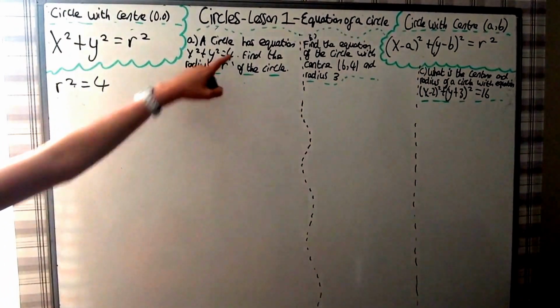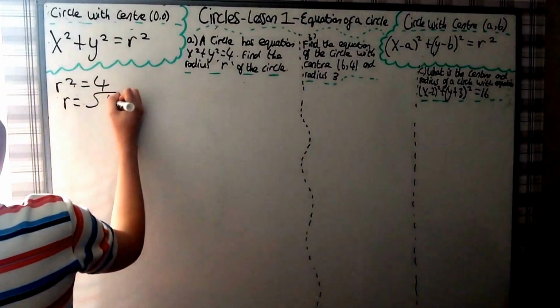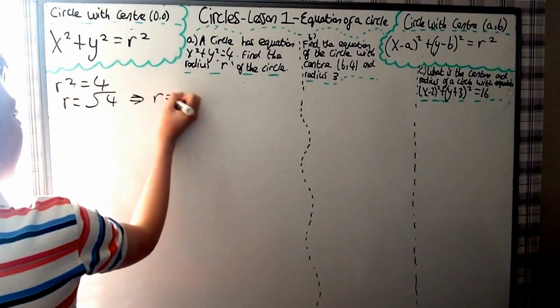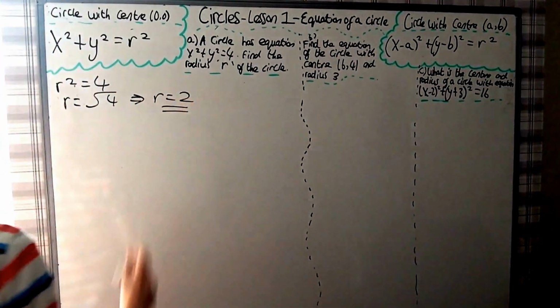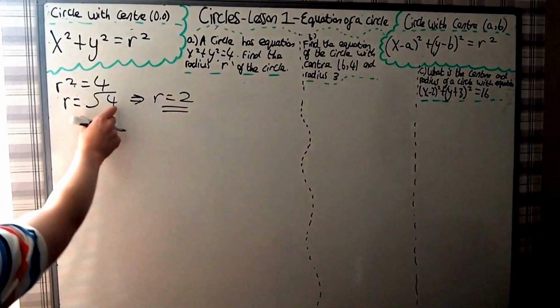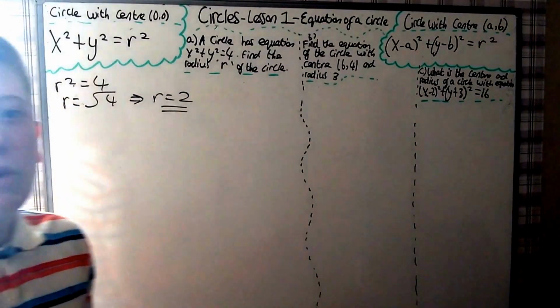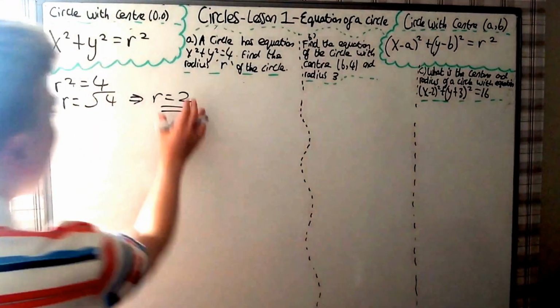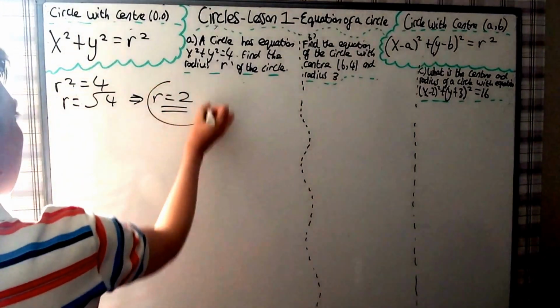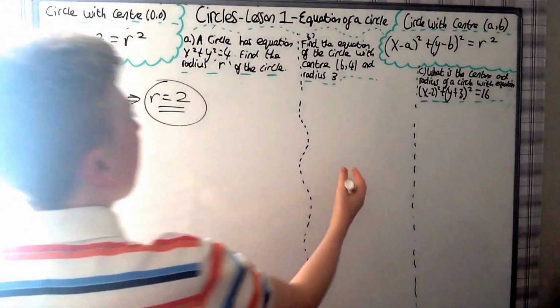So this is our r squared, and therefore to find r we just square root both sides. So r is the square root of 4. Our radius is 2. Now of course the square root of 4 is 2 and minus 2. But if we're looking at the length in terms of a radius, it's a distance. So we don't want a negative number for a distance. So we just take the positive answer of 2. So our radius is 2. So that's quite straightforward. Let's move on to the second question now.